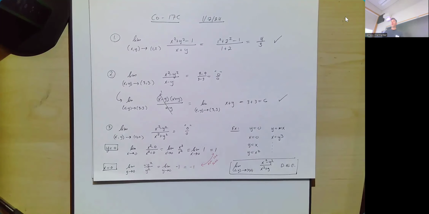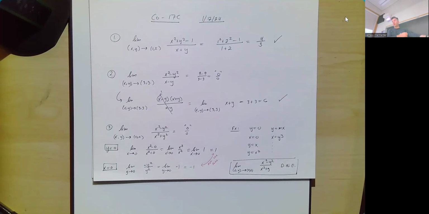Very similar to how in 17a, if the left-hand limit and the right-hand limit weren't the same value, then the limit didn't exist. It's just now, instead of there being two directions that you can approach the value from, there's an infinite number of directions you can approach the value from, because you can come at 0, 0 from any direction or any path that goes through it.